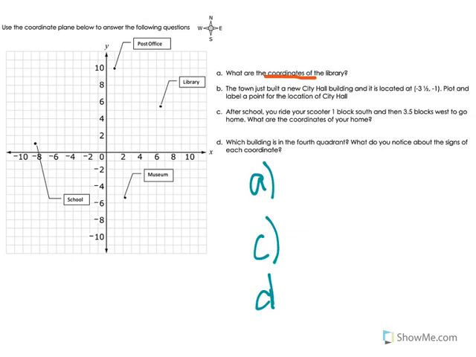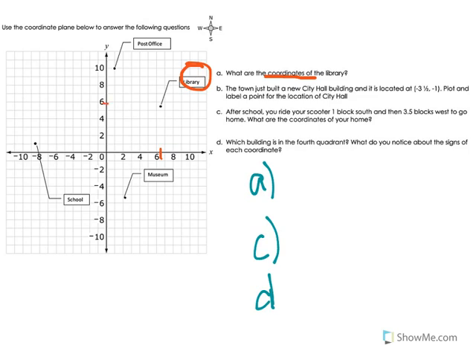So the first thing I'm going to do is I'm going to go over. So I run before I jump. I go over on the x-axis and then up on the y-axis. So I'm looking at the library. This dot represents the library. So I see that it lines up right here and right here. So then I need to look closer and see what those specific coordinates are. I see that it lines up on the x-axis in between 6 and 7. I see that on the y-axis it lines up between 5 and 6.